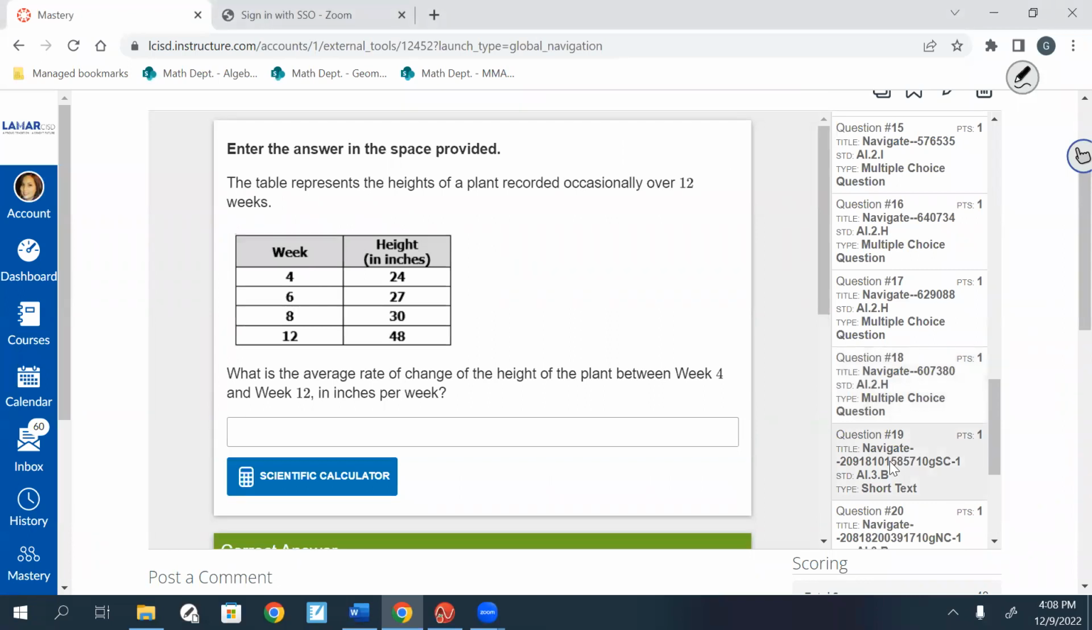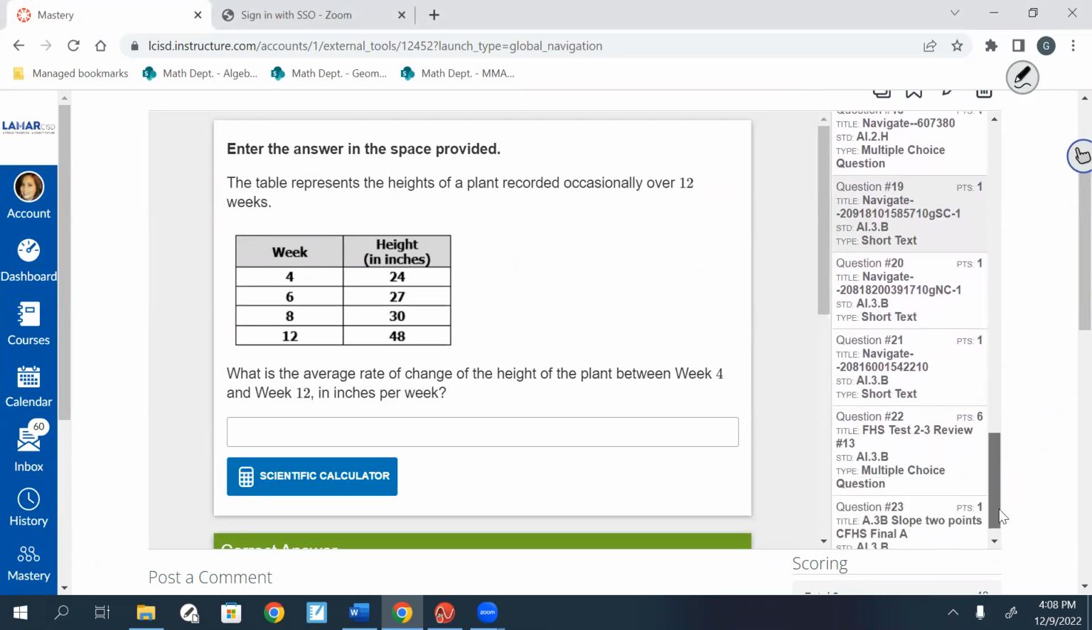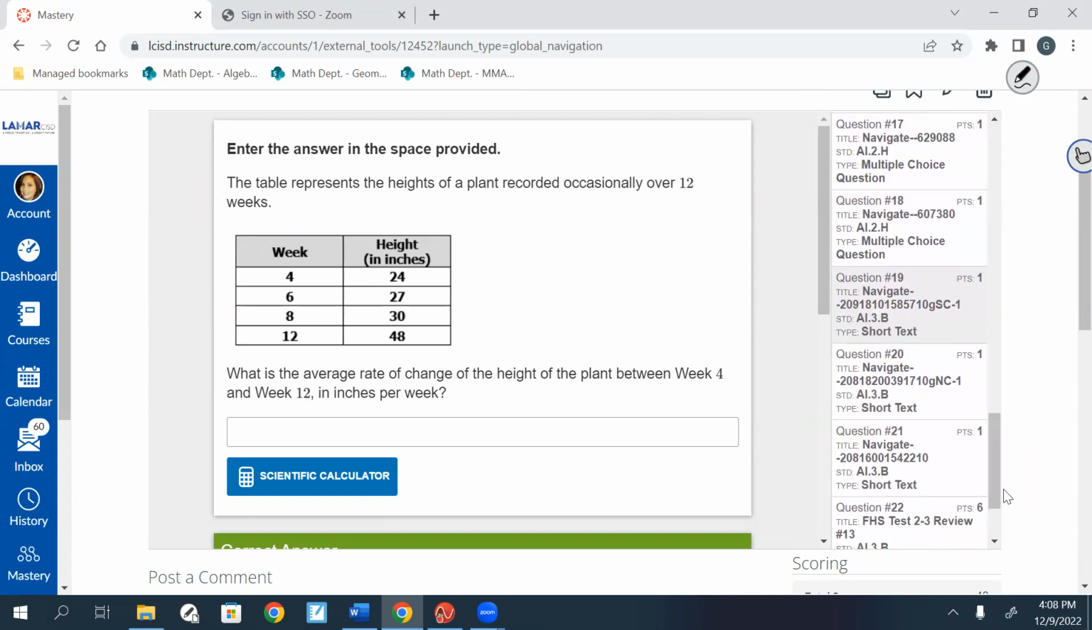Okay, all right, now number 19 here. And we're getting close to the end, guys. We're almost there. So 19, it says, the table represents the heights of a plant recorded occasionally over 12 weeks. What is the average rate of change in the height of the plant between week 4 and week 12 in inches per week? That's the key thing, inches per week. So that means change in the number of inches over the change in the number of weeks.